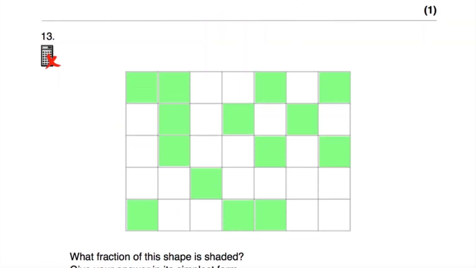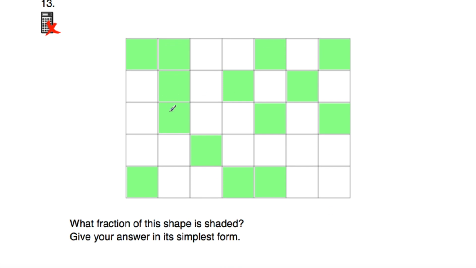Okay, let's look at our next question, question number 13. We've got this grid, and the question says what fraction of the grid is shaded, and to give our answer in its simplest form. Okay, so let's count the number of squares altogether. I'm going to find out how many are in each row. There's 1, 2, 3, 4, 5, 6, 7. There are 7 in each row, and there are 1, 2, 3, 4, 5 rows. And 5 times 7 is 35. So there are 35 little squares.